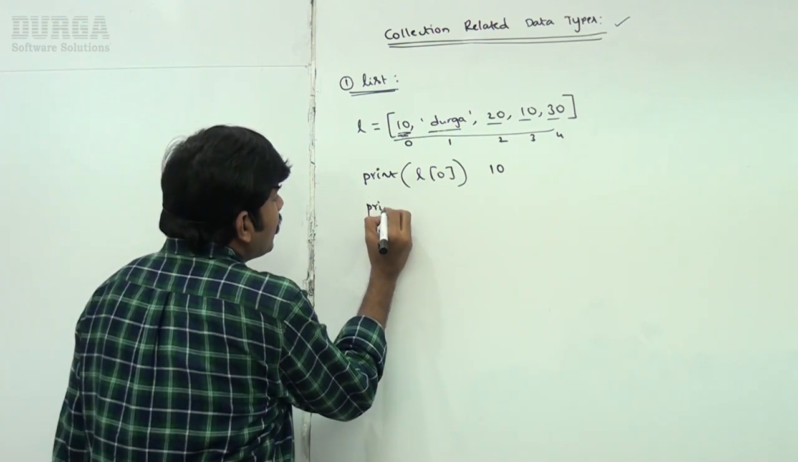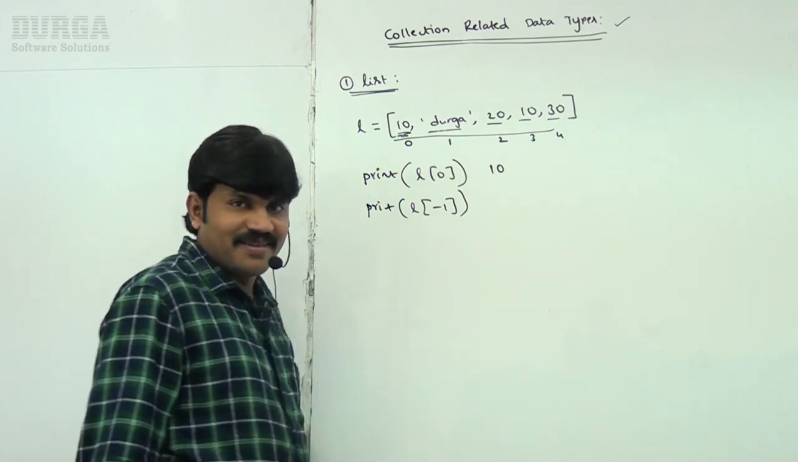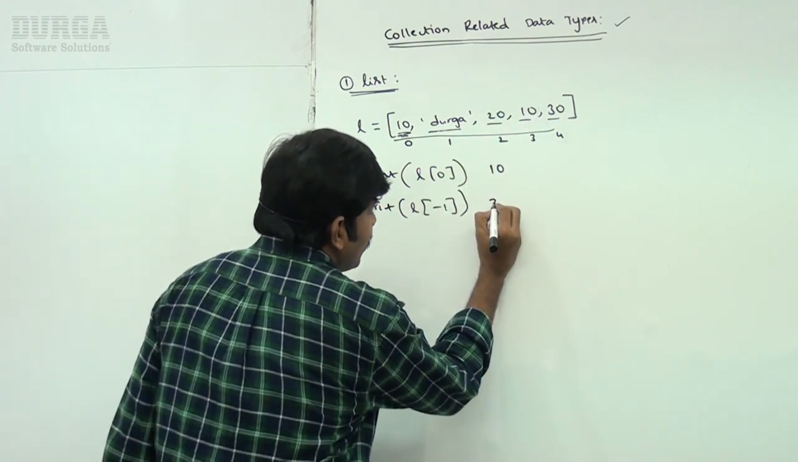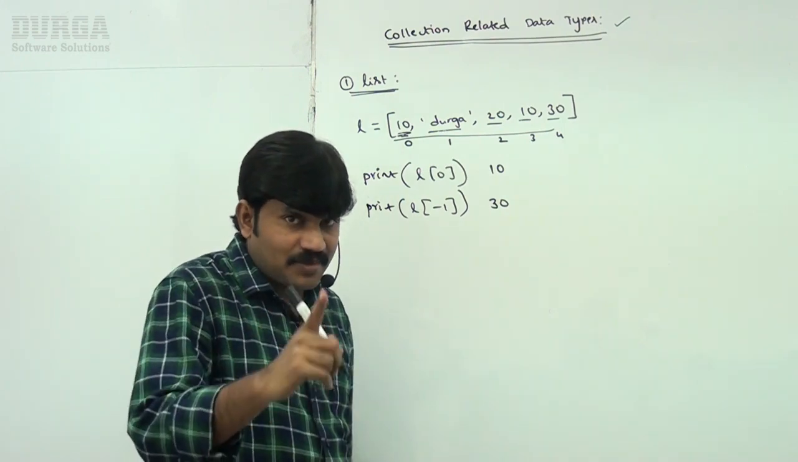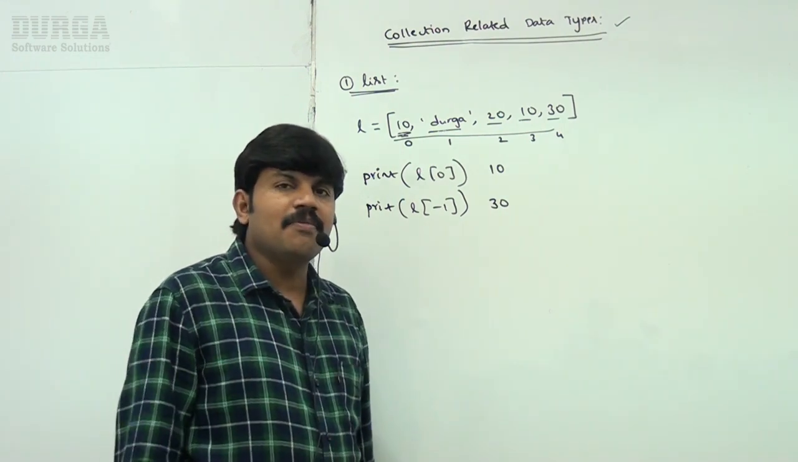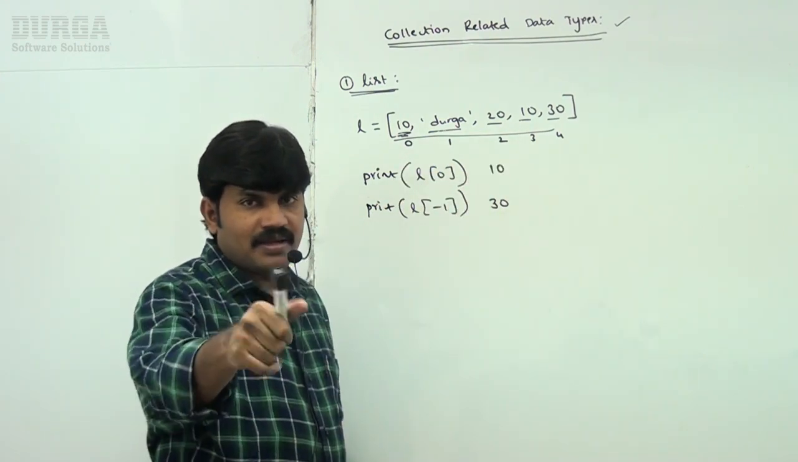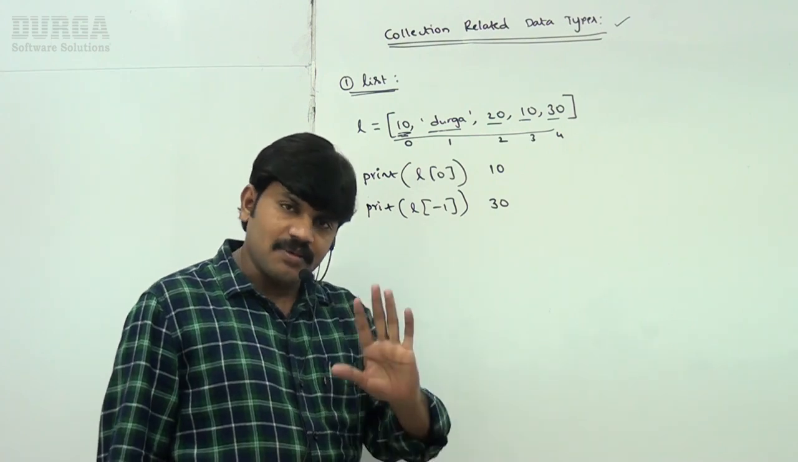Print of L of minus 1, I am taking. Minus 1 means what? Last. What is the last element, sir? 30 itself is valid. So, is the indexing concept applicable or not? Yes, applicable, because here order is important. Wherever order is preserved, the indexing concept is compulsorily applicable.